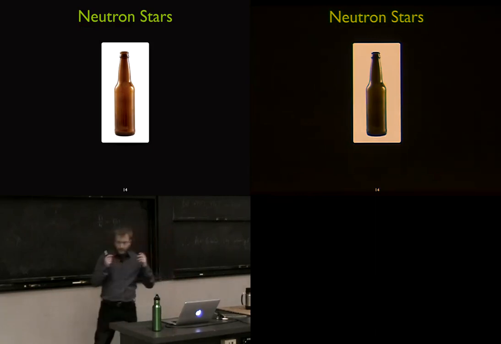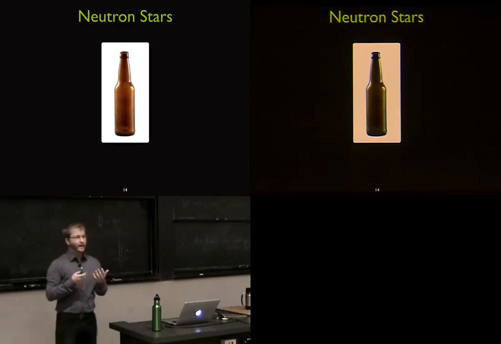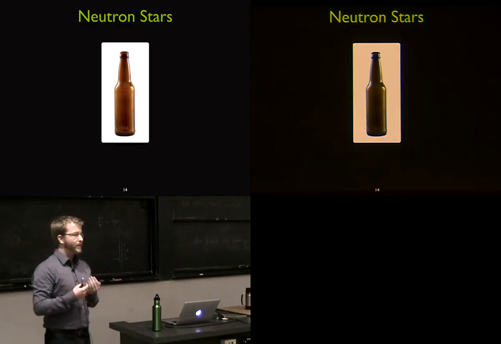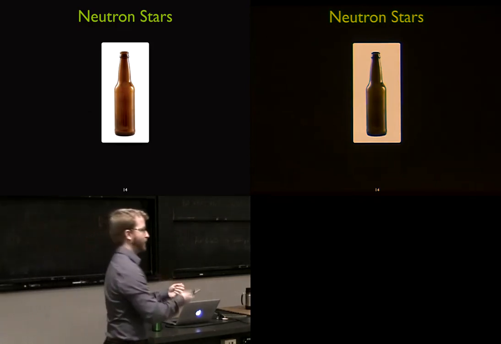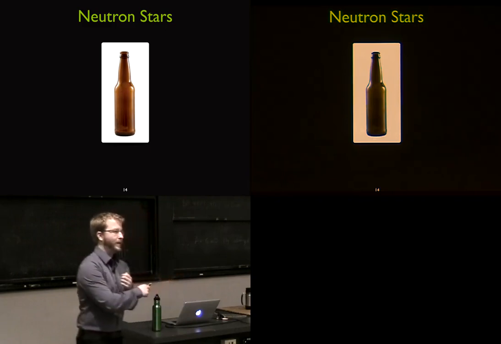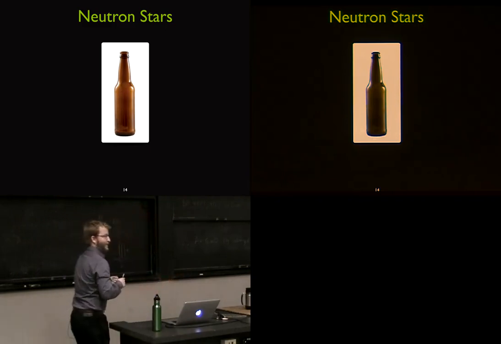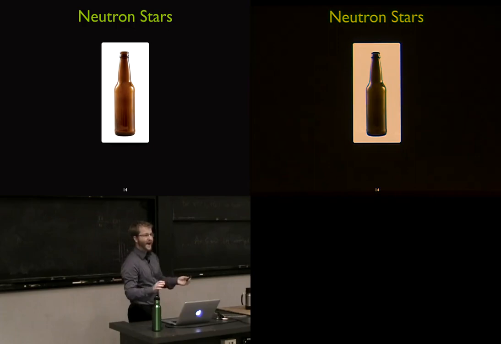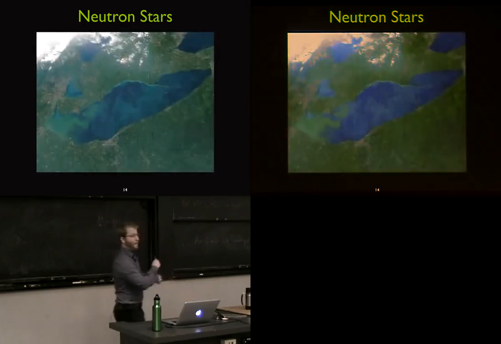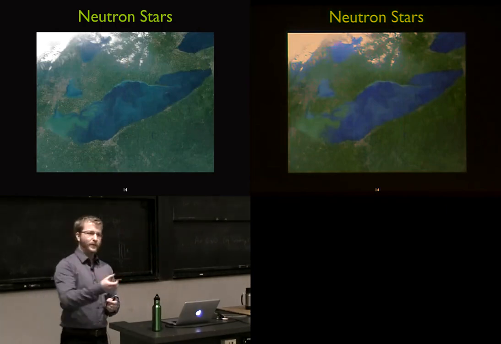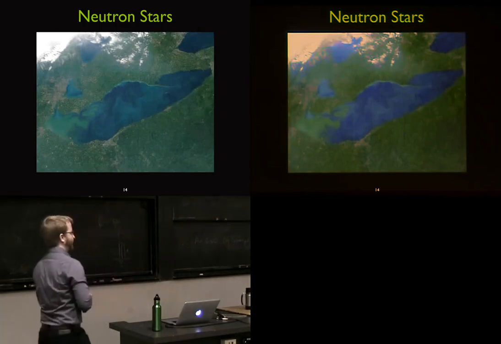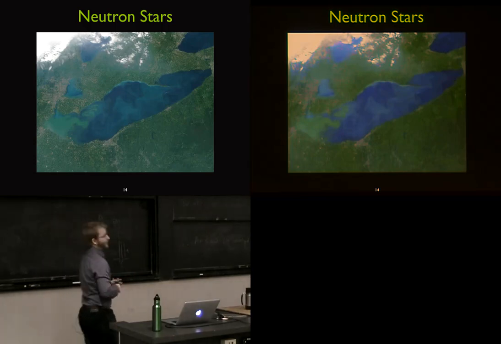Okay, so incredibly dense material. And how dense is it? How can we put that into perspective? If you were to take some matter off the neutron star and fill this 12-ounce bottle with it, anybody guess how much it would weigh? Order of magnitude. It's about the mass of Lake Erie. So you put the entire mass of Lake Erie into a 12-ounce bottle, and that's how dense the matter is in a neutron star.